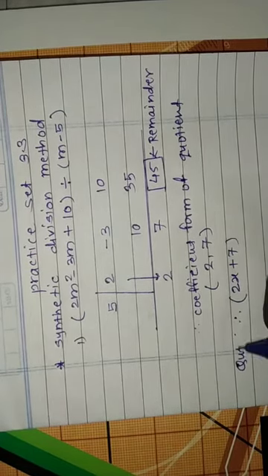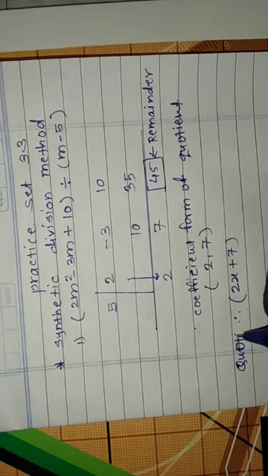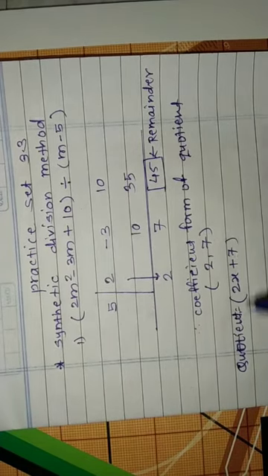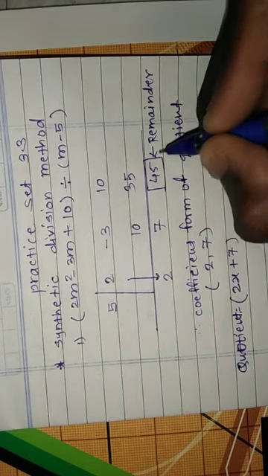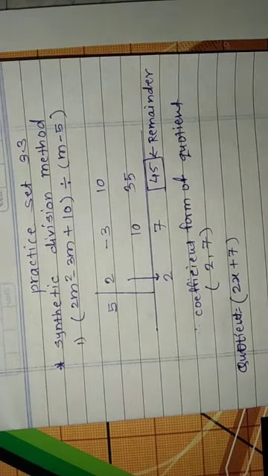Quotient equals 2x plus 7. Okay students, this is your first question and this is your remainder. After that, look carefully, next is question number 2. Write down question number 2 now.